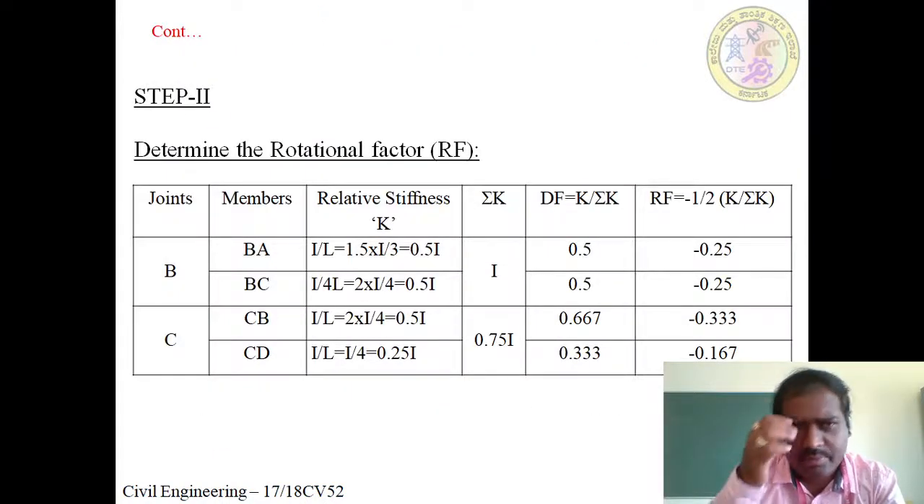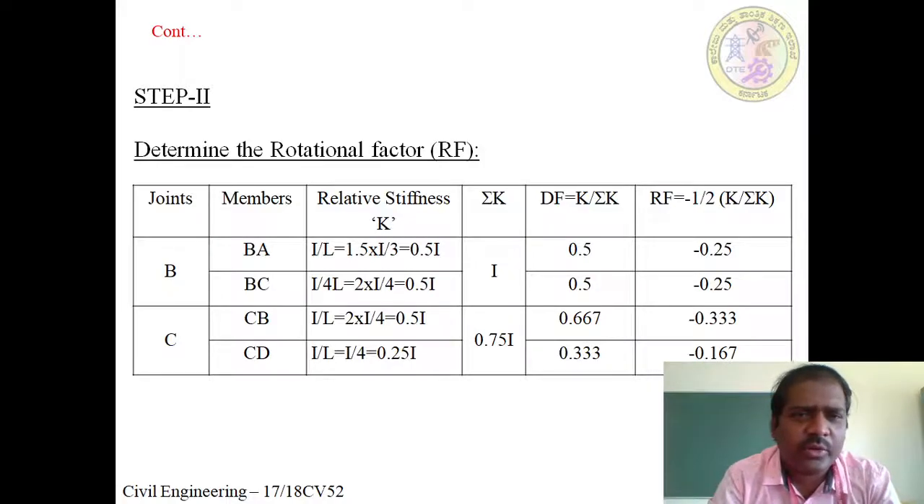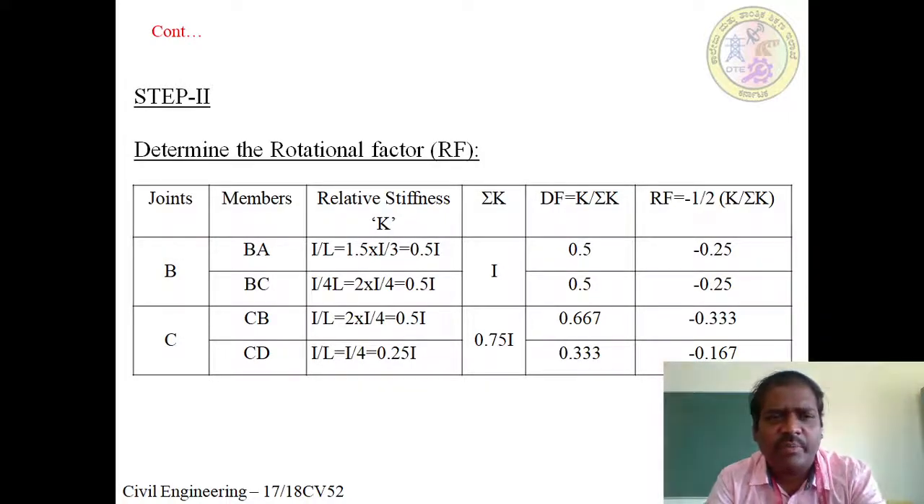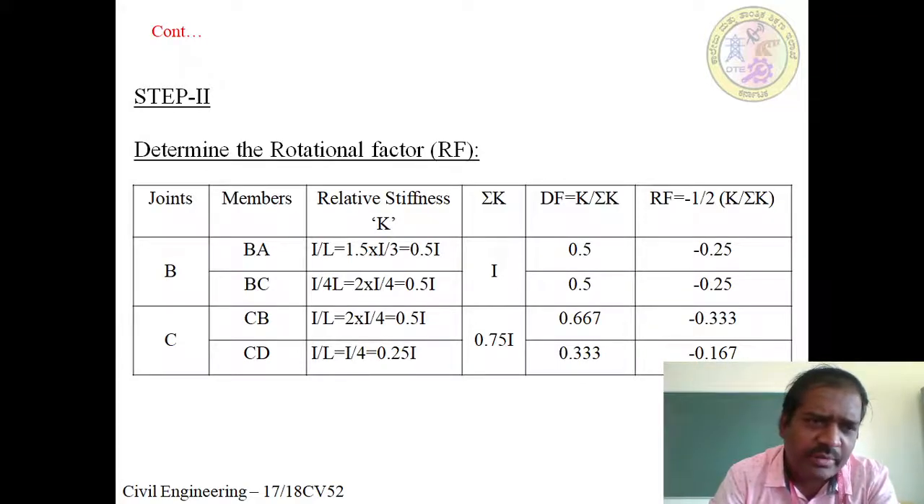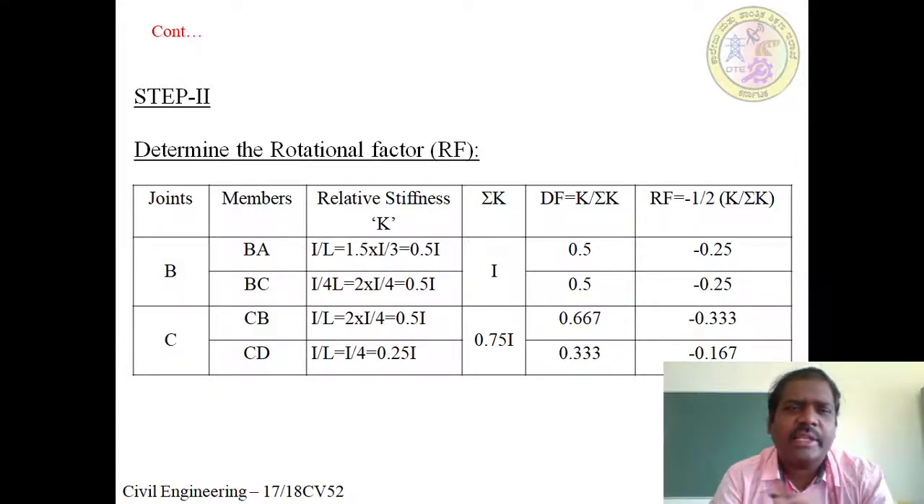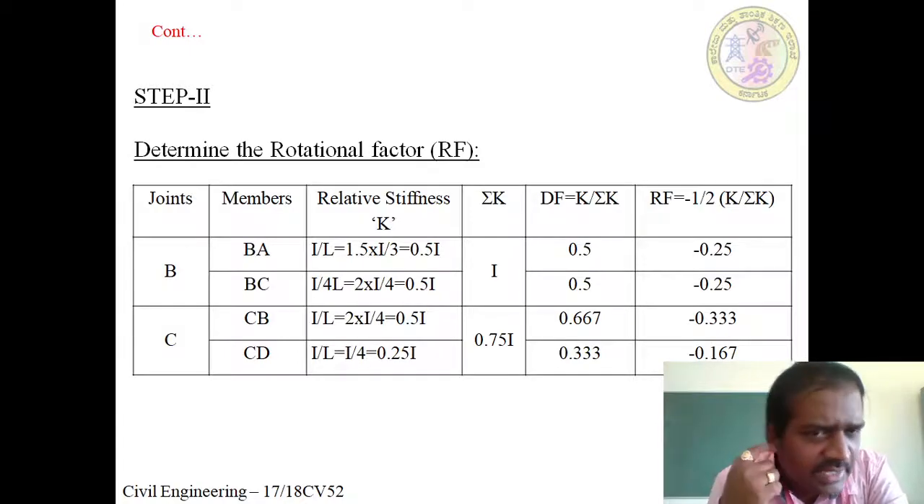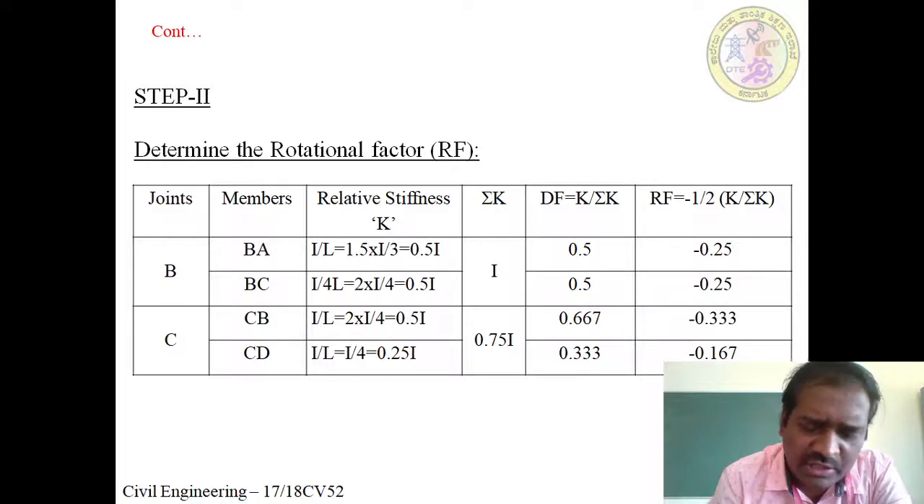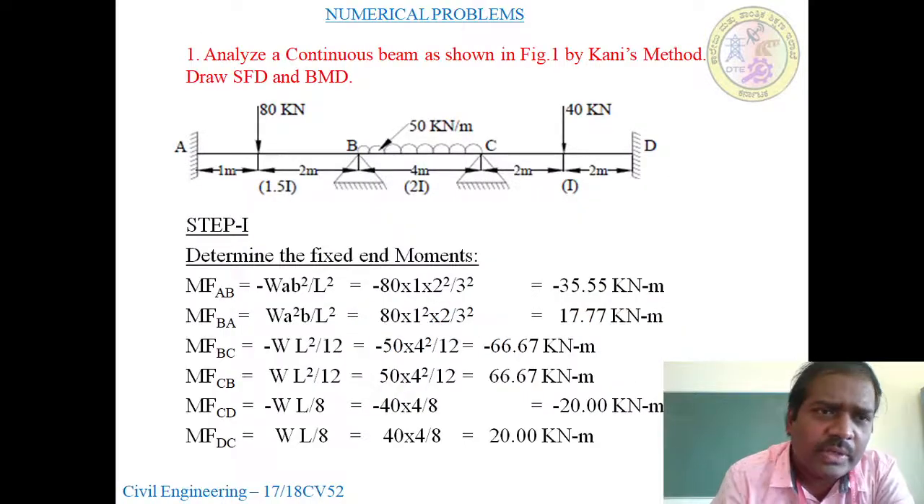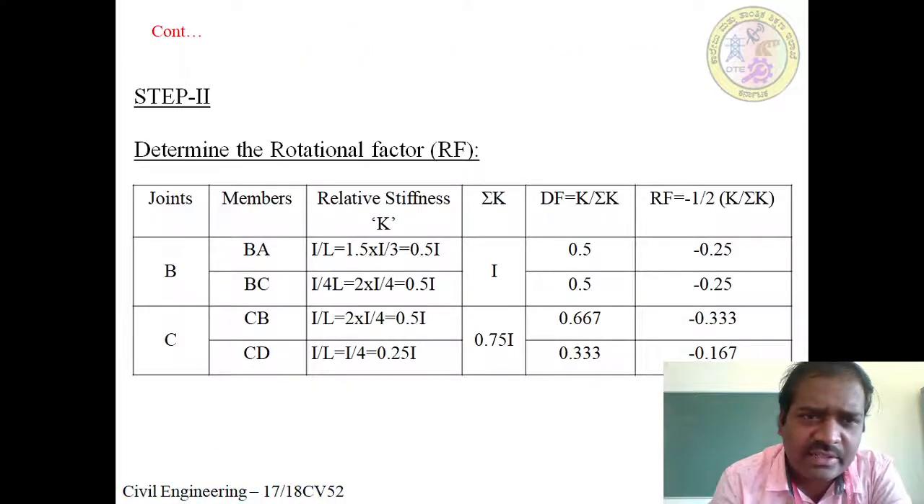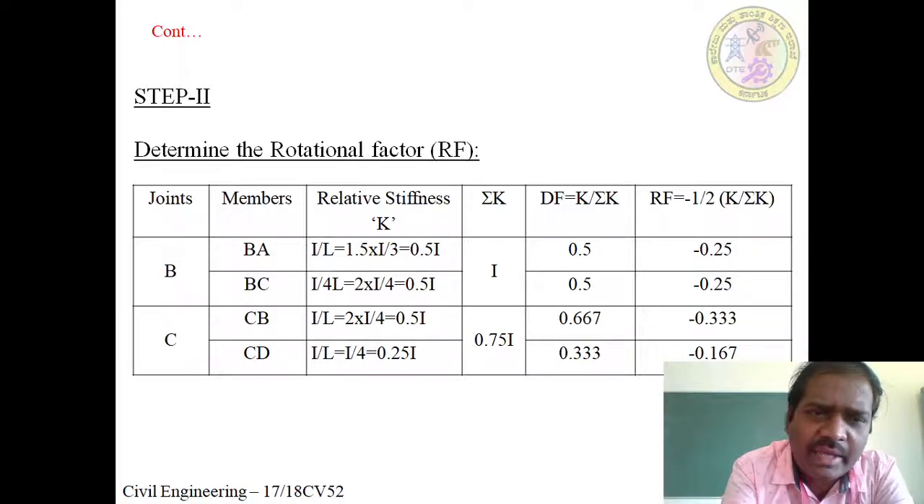Here in the step 2, we have to determine the rotational factor. We have to consider the joint B and joint C, the intermediate supports. In the joint B, we have two members, BA and BC, and CB and CD. The important thing is the third column. So K is equal to, how to find out BA? What is the position of A here? Fixed. If it is fixed, I by L.